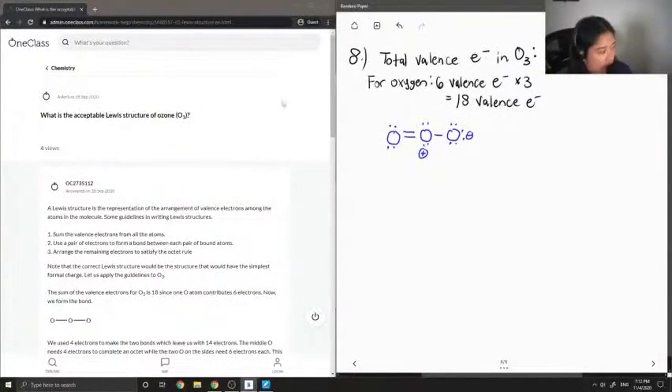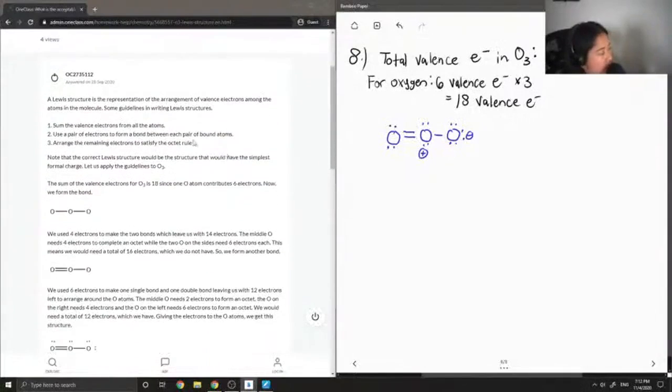Okay, so let's see what our junior tutor said. A Lewis structure is the representation of the arrangement of valence electrons among the atoms in the molecule. Some guidelines in writing Lewis structures are to sum the valence electrons from all the atoms, use a pair of electrons to form a bond between each pair of bound atoms, then arrange the remaining electrons to satisfy the octet rule. So note that the correct Lewis structure would be the structure that would have the simplest formal charge.